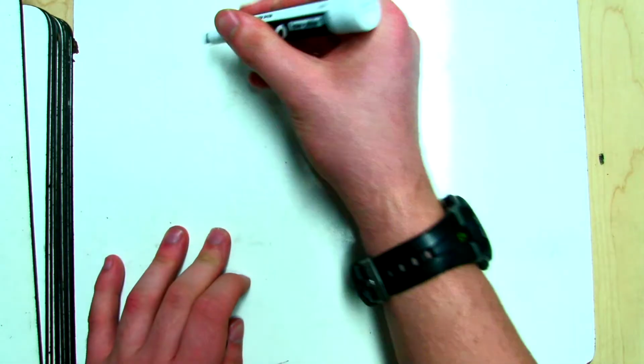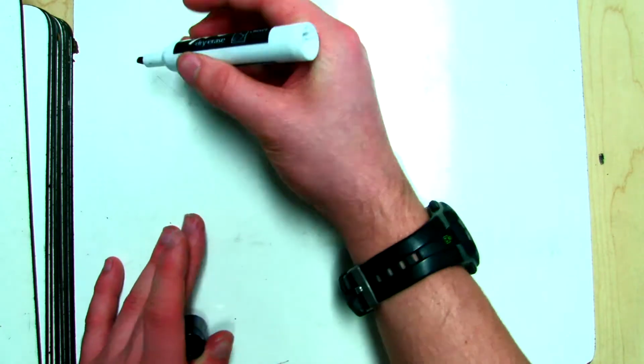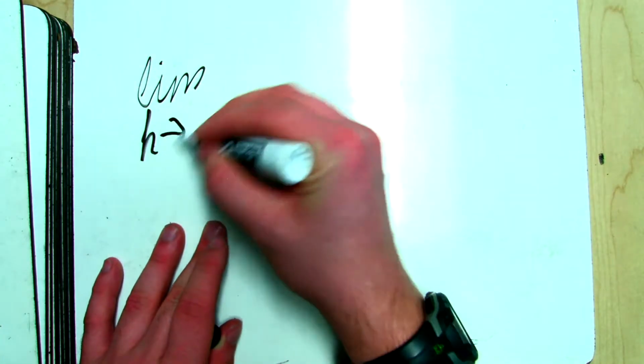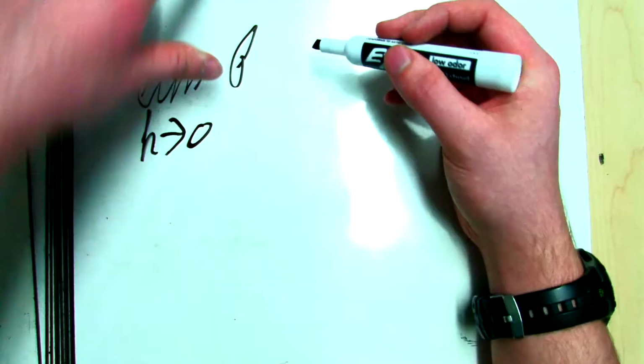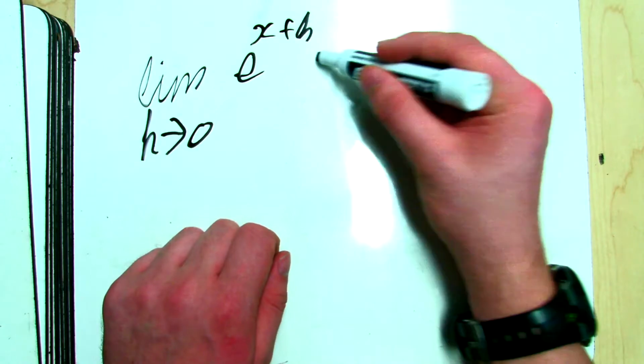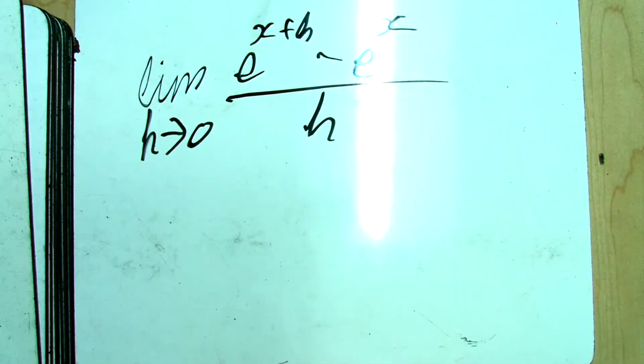So what you have to do is first put it into the set equation to get the limit as h approaches 0 of the function e to the power of x plus h minus e to the power of x, all over h. Now, we have to simplify this in order to solve for it.